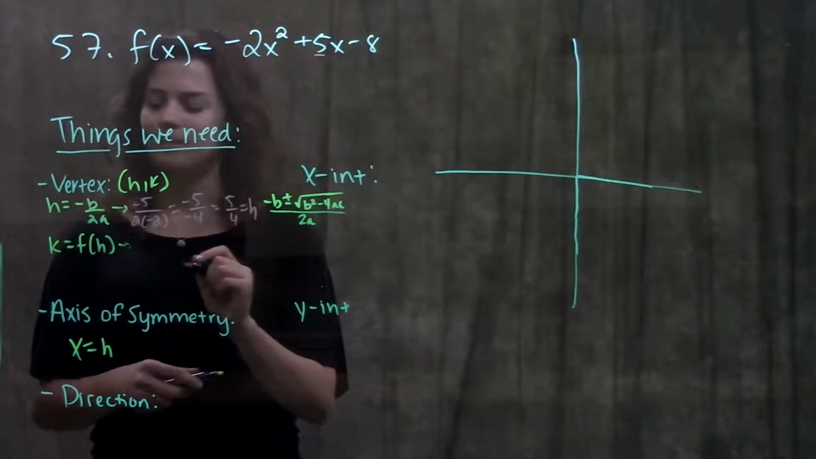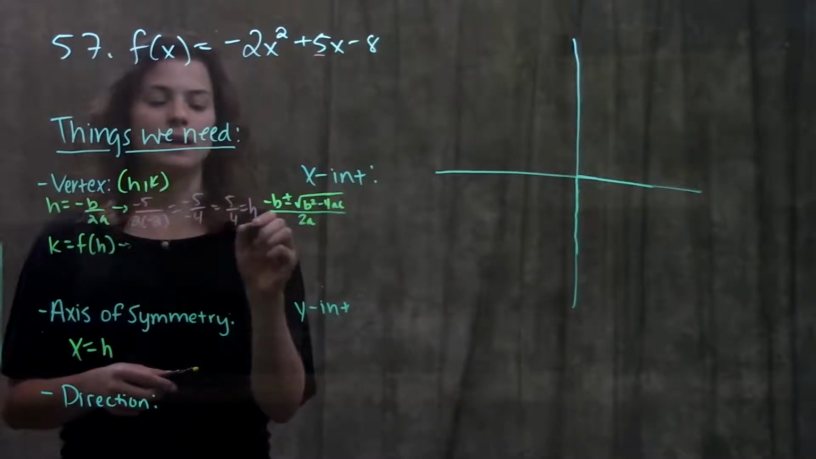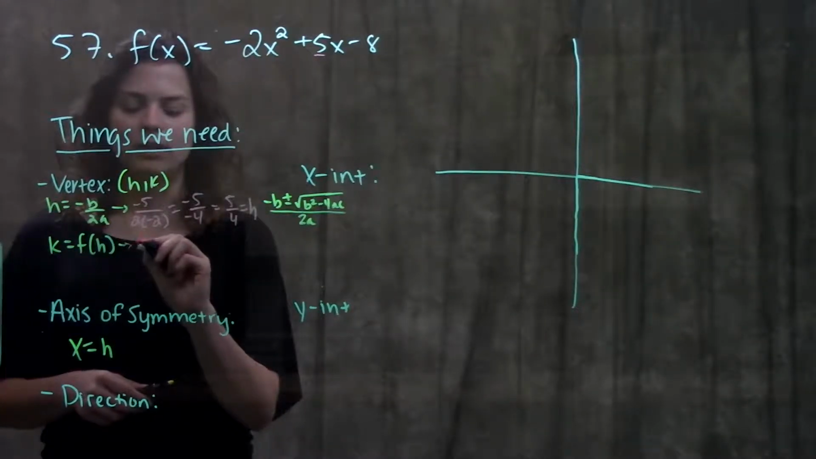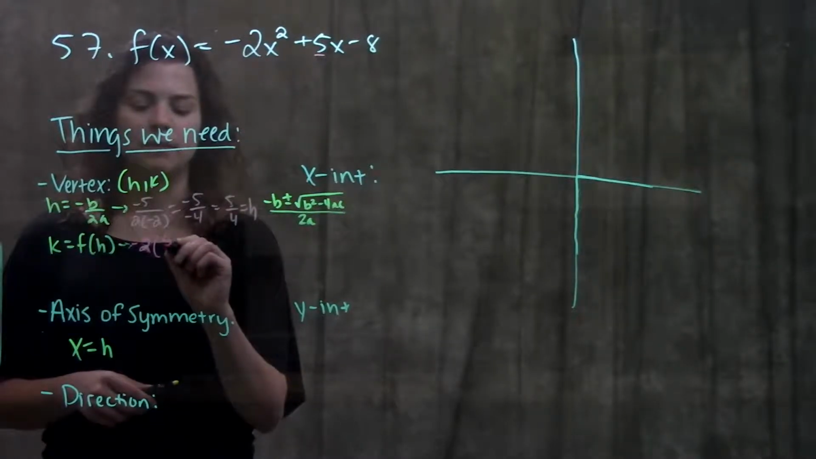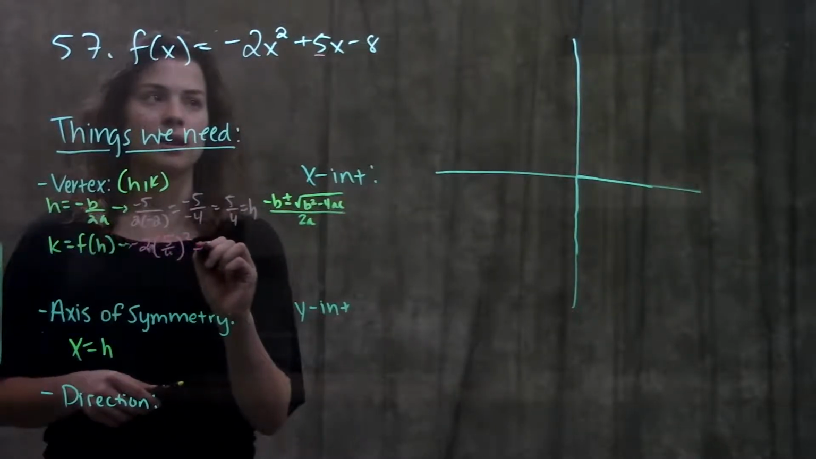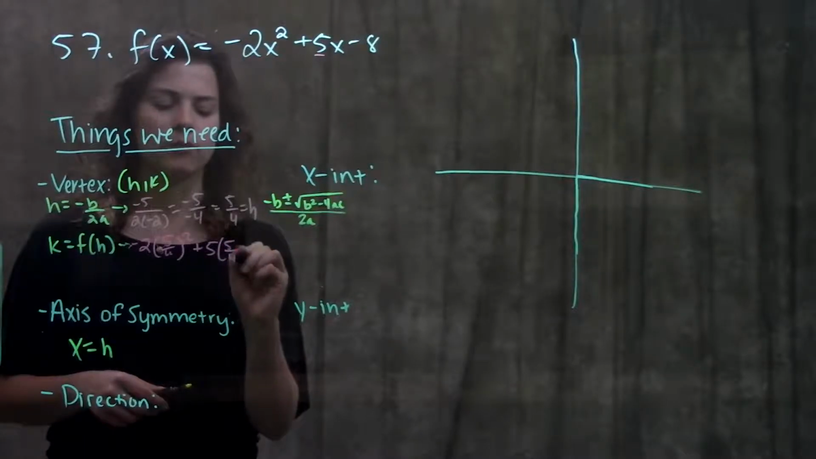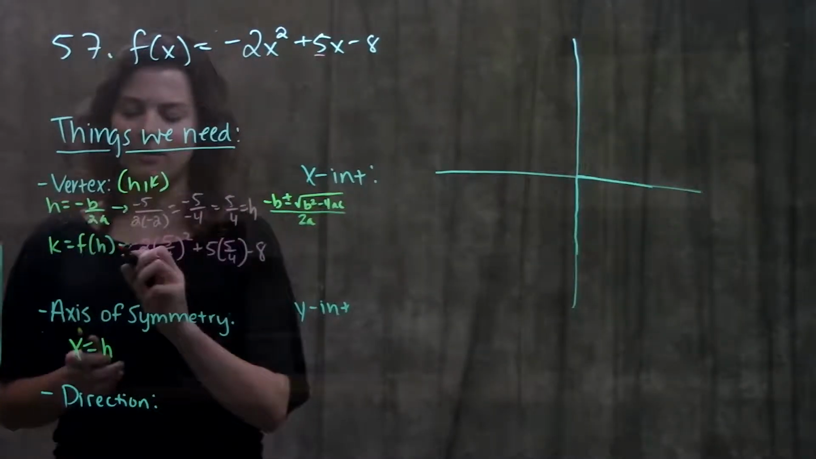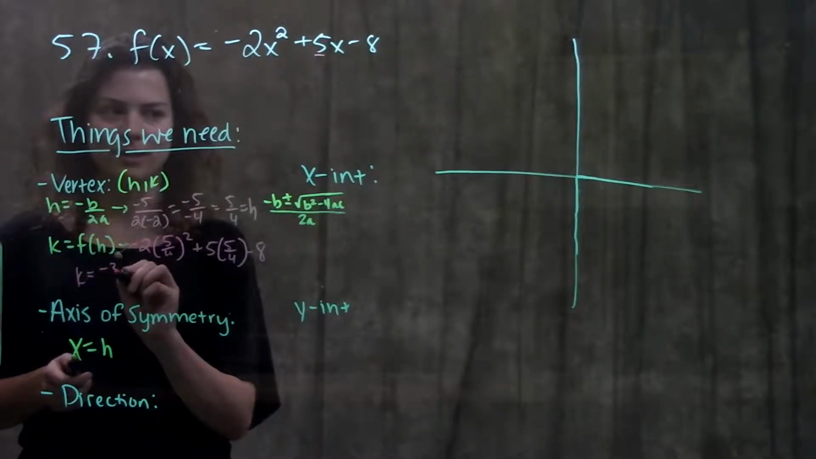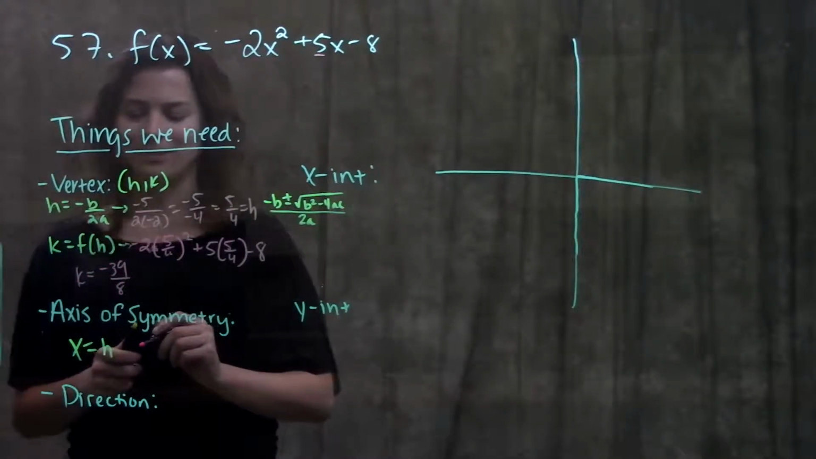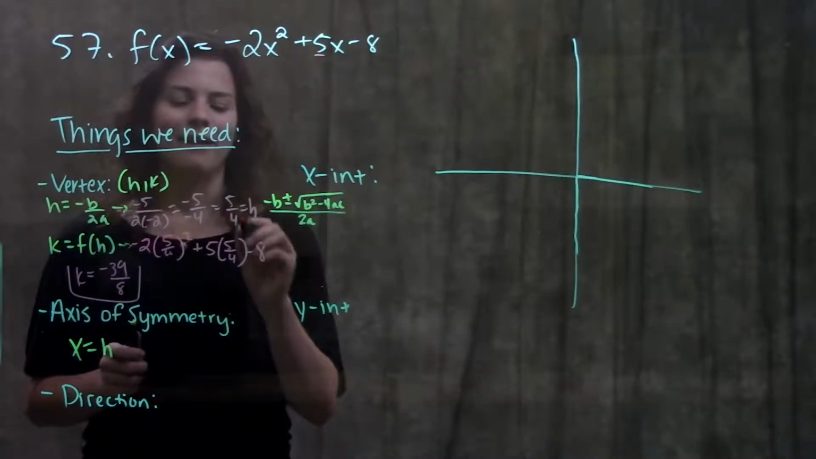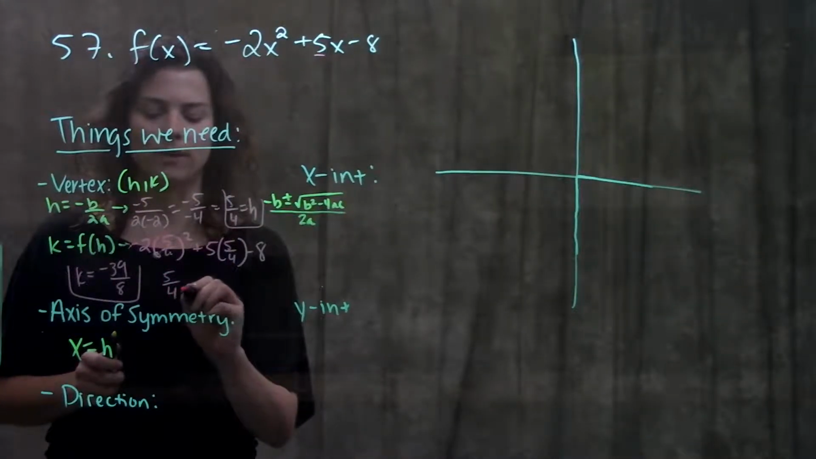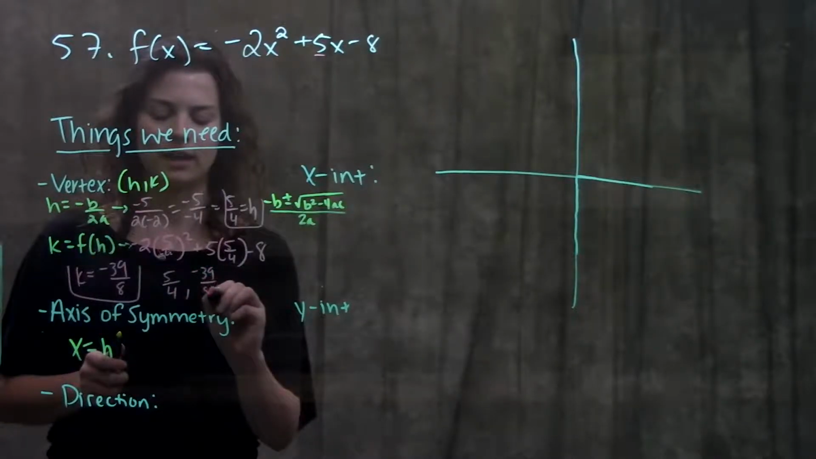This is our h. To find our k, we're going to plug this h value into our function and see what we get. When we do that, we'll get negative 2 times (5 over 4) squared, plus 5 times 5 over 4 minus 8, and do a bunch of math, solve all this out, and you'll get that k is equal to negative 39 over 8. Beautiful number. Alright, so this means that our vertex is found by the point (5 over 4, negative 39 over 8).